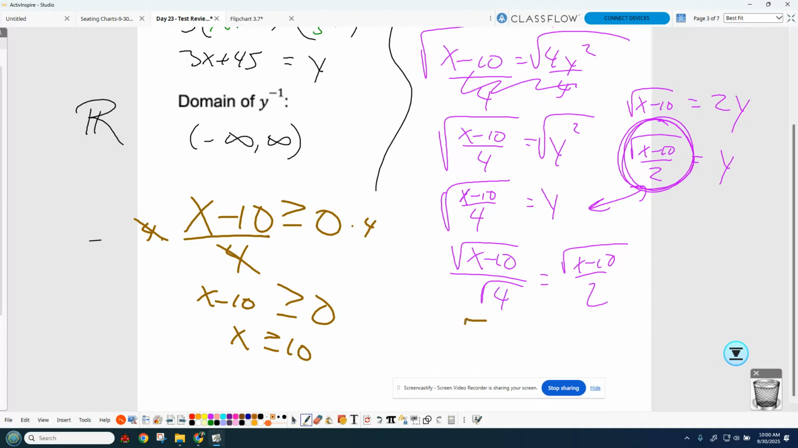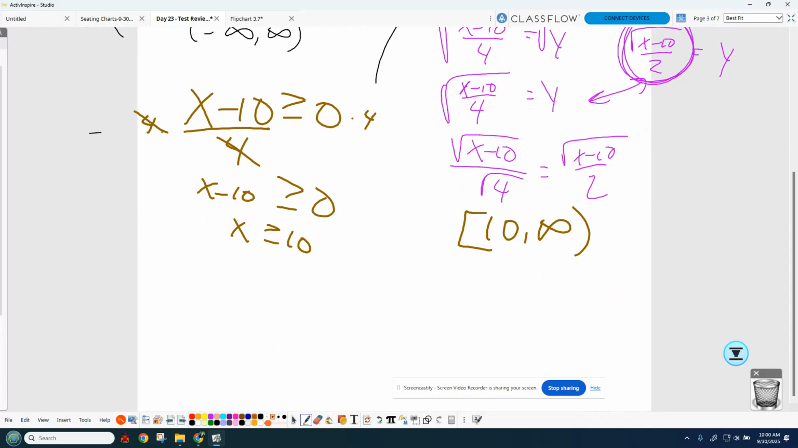So then the domain of the inverse here is what she said: 10 to infinity, and then 0 squared. It includes the 10 because we can do the square root of 0.